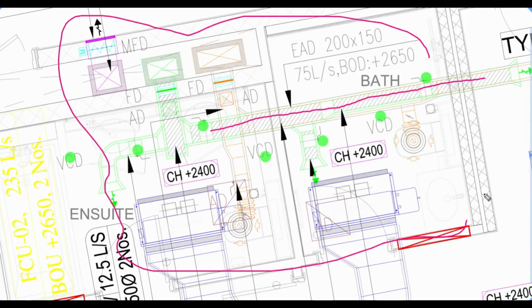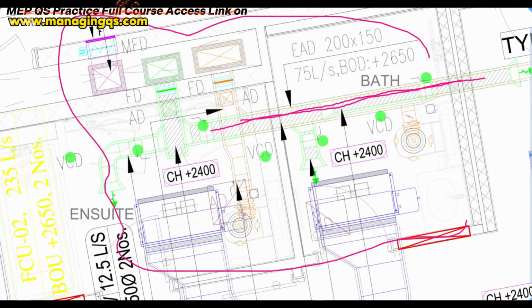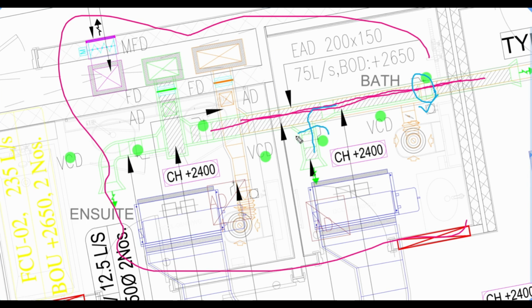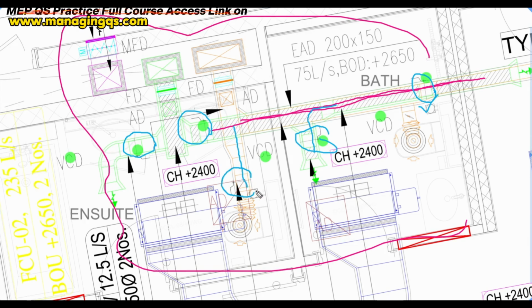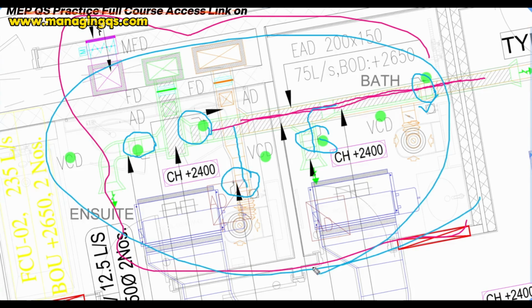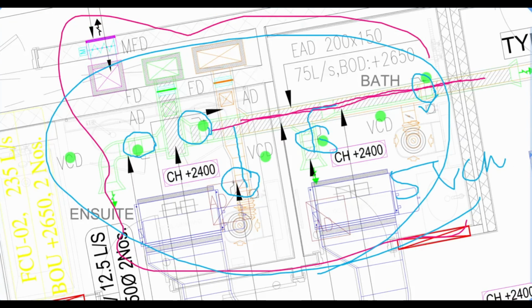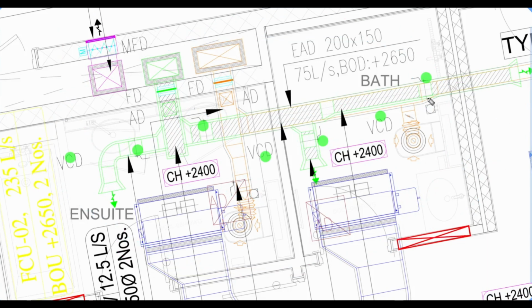For the volume control damper we focus on this ductwork, then you can identify the VCD notation along the ductwork. You can count 1, and also 2, 3 and 4, and if you come through this way you can find another VCD notation. So in this area you can find 5 volume control dampers. If you are not a technical MEP quantity surveyor, sometimes you take all these items as volume control dampers. This is a very wrong practice.